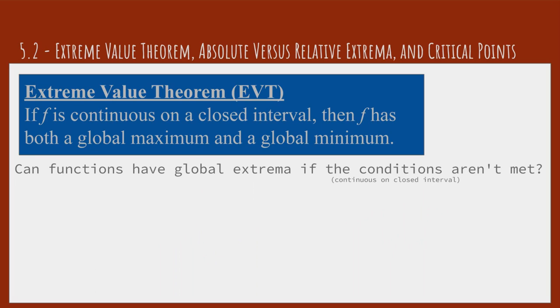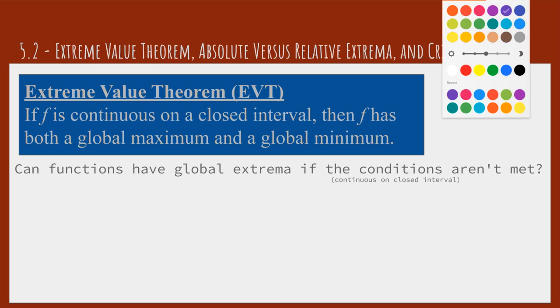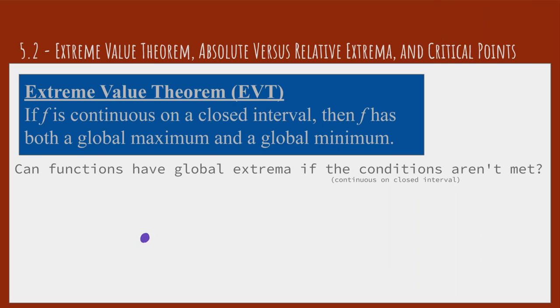Next question, can the functions have global extrema if the conditions aren't met? So if it's not continuous or not on a closed interval. So let's look at an example here. I'll give a pretty simple one. So let's say it's not a closed interval, so I'm going to give open endpoints, and it's not continuous.